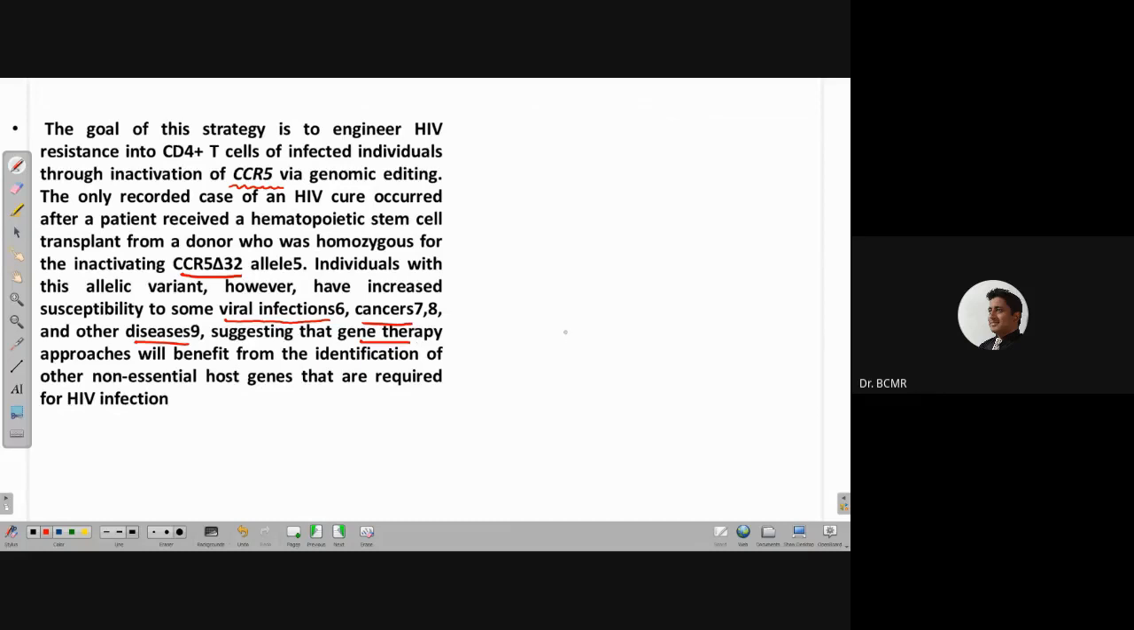Also, there is a problem. HIV can mutate, and if it has mutated beyond its dependency on CCR5, then that therapeutic approach will become futile. So the idea is to find more host dependent factors so that you can try other approaches as well, not only CCR5 based ones.